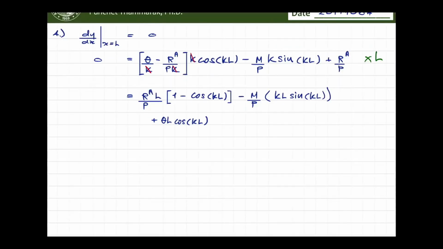So I'll do it this way. I'll put this in terms of RAL over P.